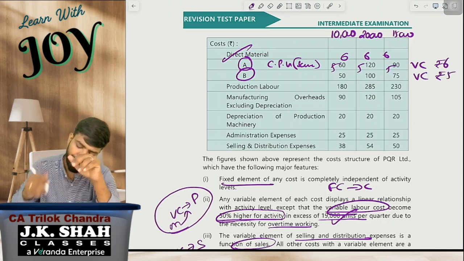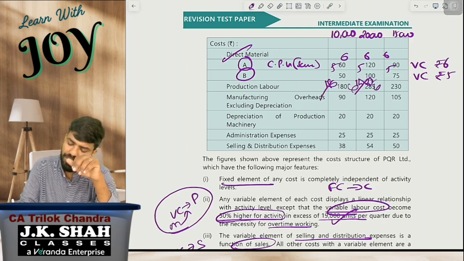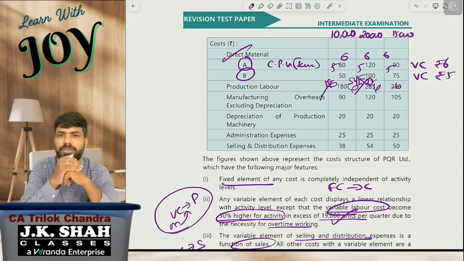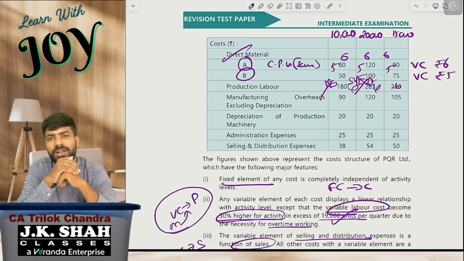Production labor: 1 lakh 80,000, 2 lakh 85,000, 2 lakh 30,000. Look here. 1 lakh 80,000 divided by 10,000 is 18 rupees. 2 lakh 85,000 divided by 20,000 is 14.25. Per unit is not the same, and total is also not the same. So it is a semi-variable cost.